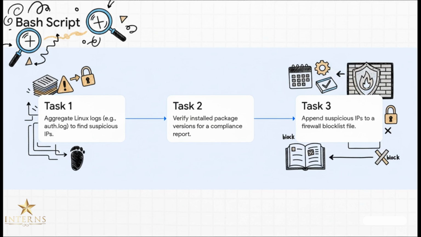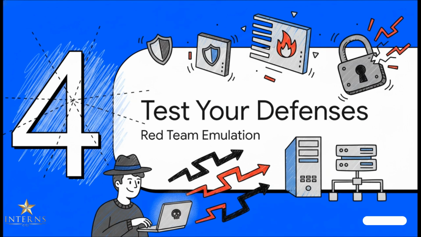You'll also write some code to check for outdated software. And then, as a final defensive move, you'll automatically add those shady IPs to a firewall blacklist. Pretty cool, huh? And this just perfectly illustrates the other half of the security equation.